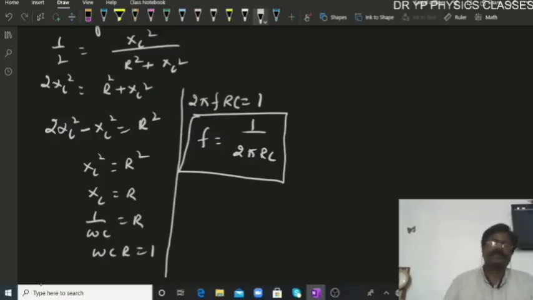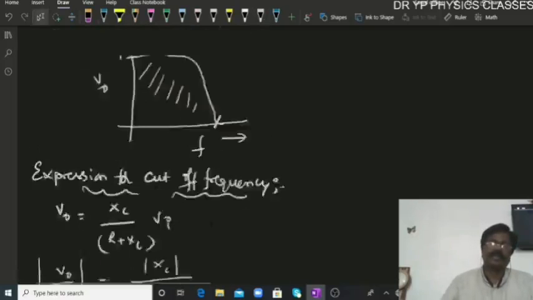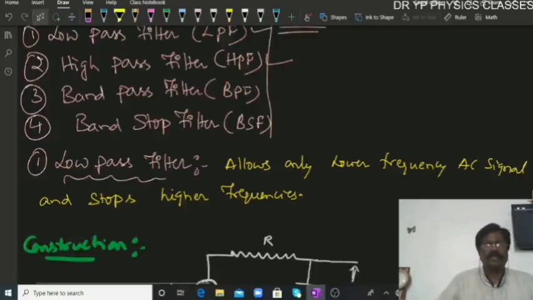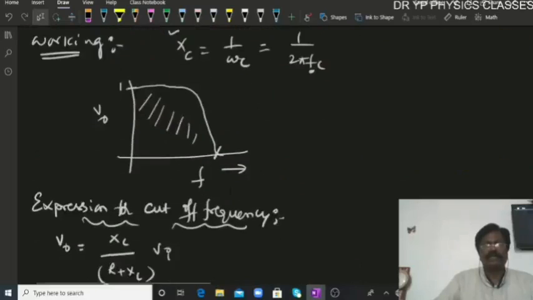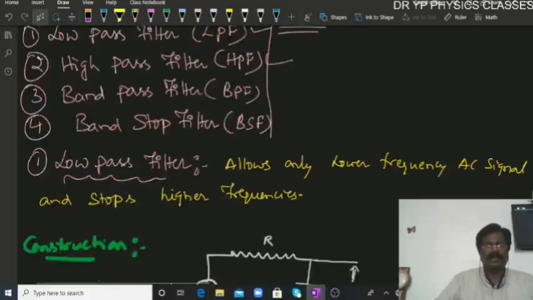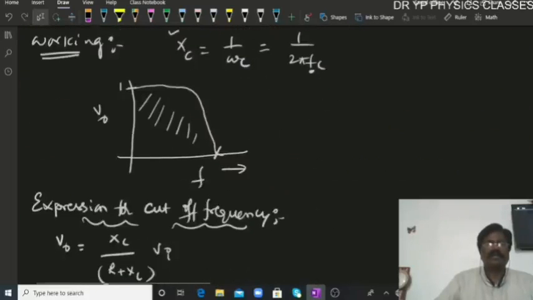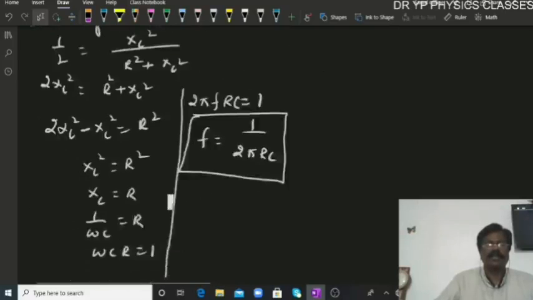Is it clear now? So I have given all the explanation for the low pass filter, how it is constructed, how it is working, what is the graph of the frequency response, input frequency versus output voltage, and the expression for the cutoff frequency. Is it clear now? So next let us pass on to the second type of filter.